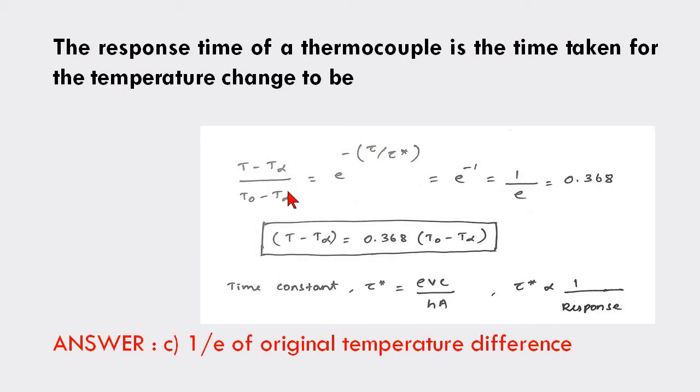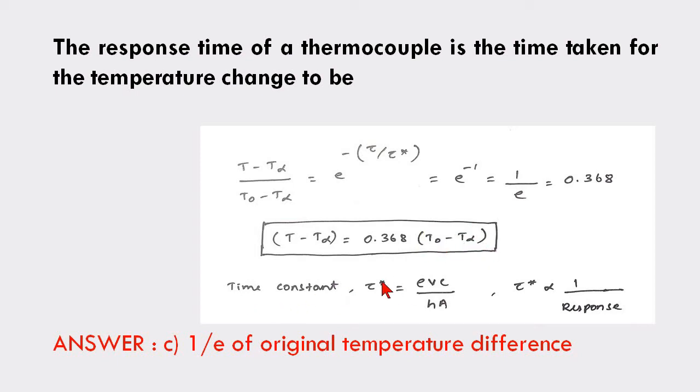So if you just replace this term here, what you will get? T minus T infinity equal to 0.368 times (T naught minus T infinity). Okay, so that is the response time, the temperature change to be 1 divided by E. So if you calculate this value, you will get 0.368, that is 0.368 of the initial temperature difference, that is the original temperature difference.